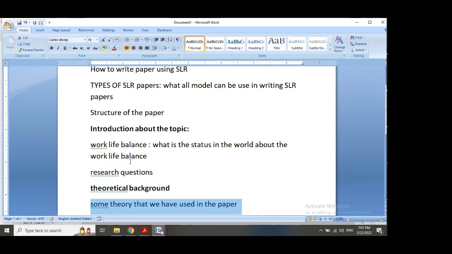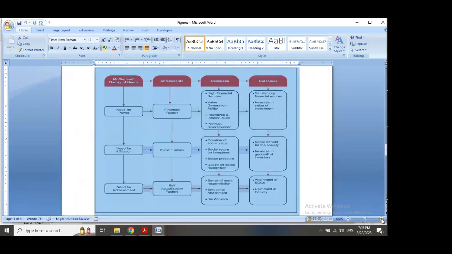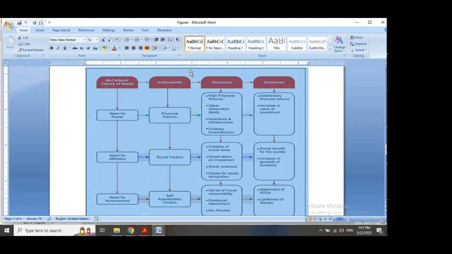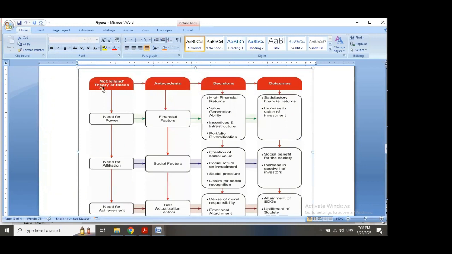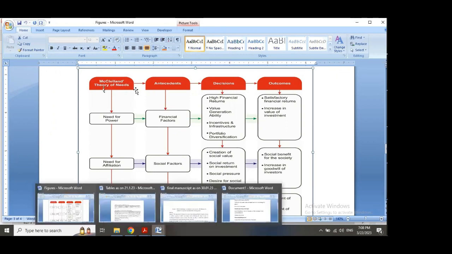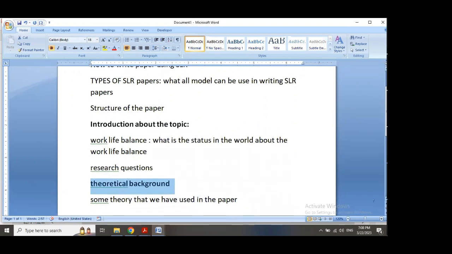So let me give you an example of this. This is one of my papers that I have written, right? In this we have used the ADU model. I'll be telling you what exactly it is. But we have used this theory. Can you see this, McClelland's theory of needs? This is the theory that we have used in this paper, right? So after the introduction about the topic, the research questions will come into the introduction. The second important aspect will be the theoretical background, right? Some theory that we have used in the paper.